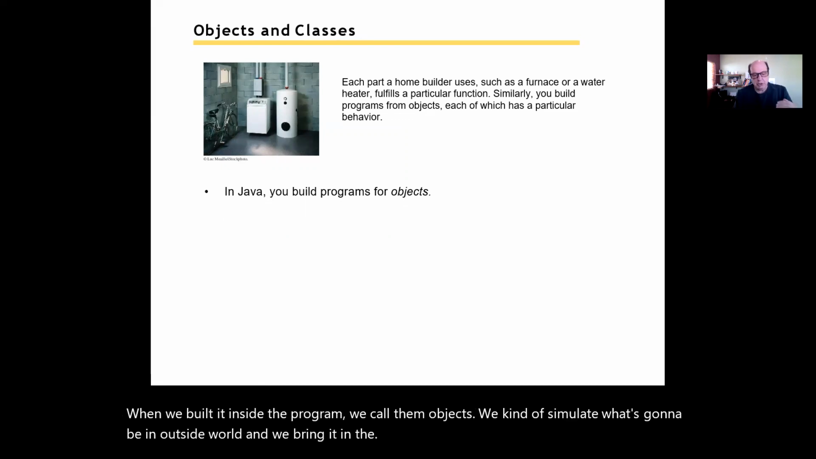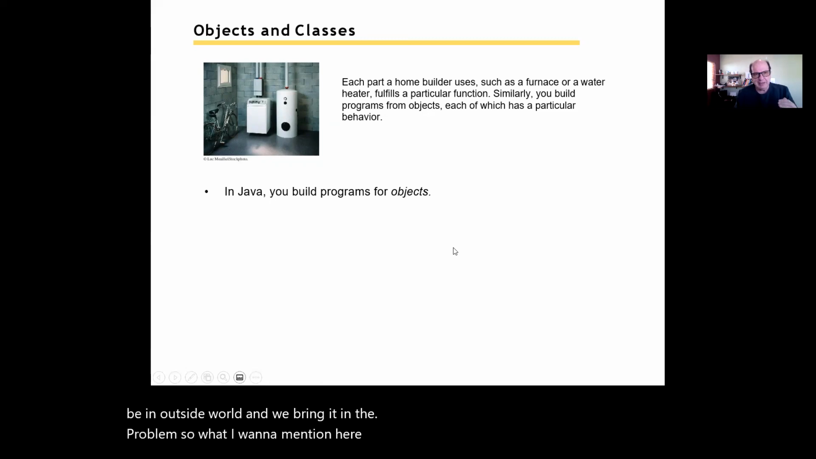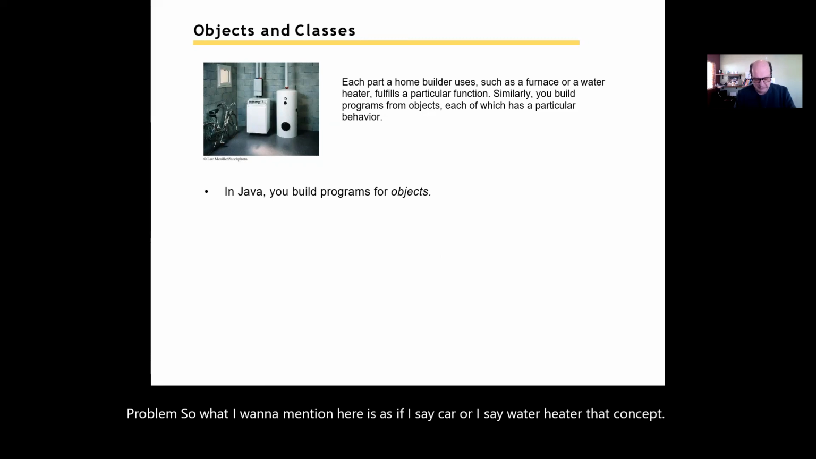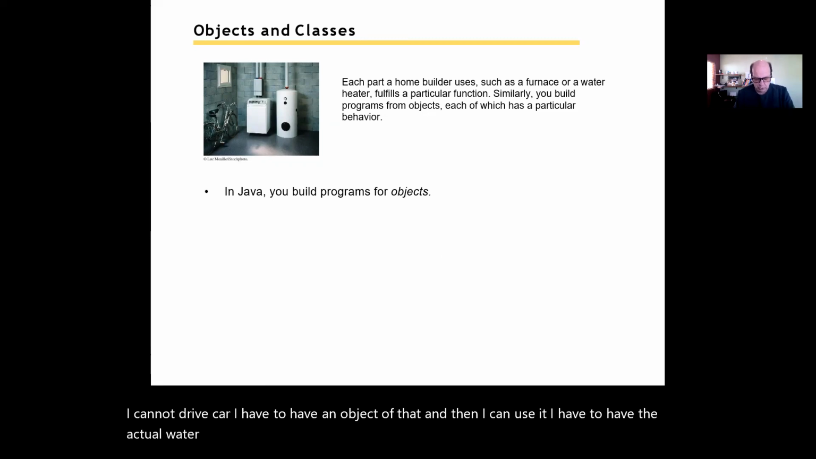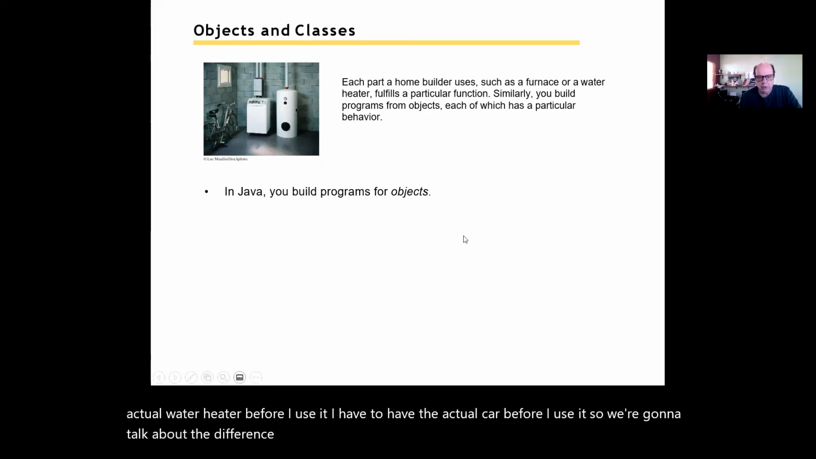What I want to mention here is, if I say car or I say water heater, that concept is not a reality. I cannot drive a car. I have to have an object of that, and then I can use it. I have to have the actual water heater before I use it, and the actual car before I use it. So we're going to talk about the difference between object and class as we go forward, and those are the distinctions we're going to have.